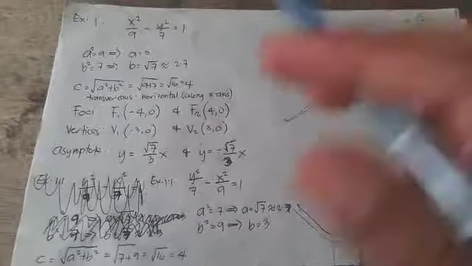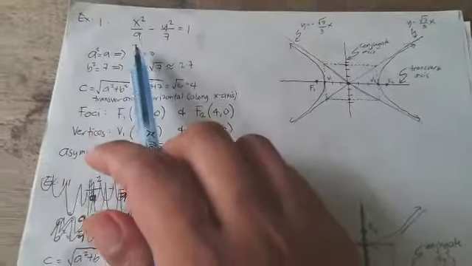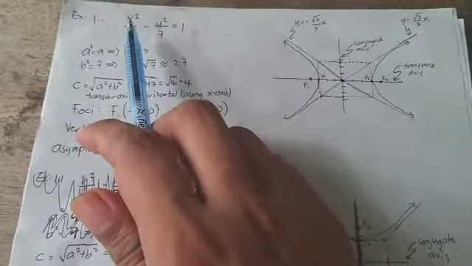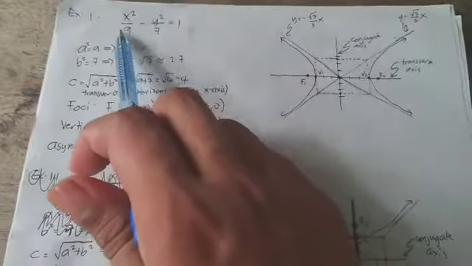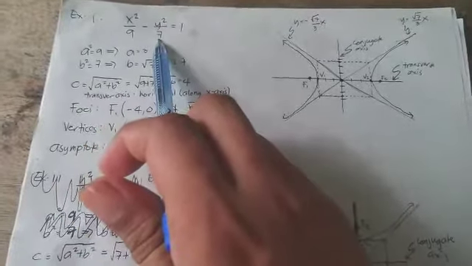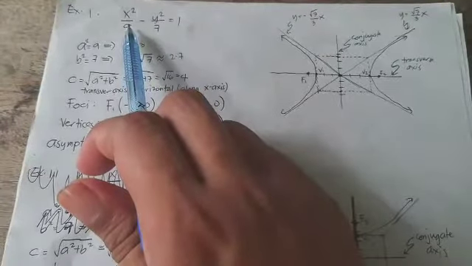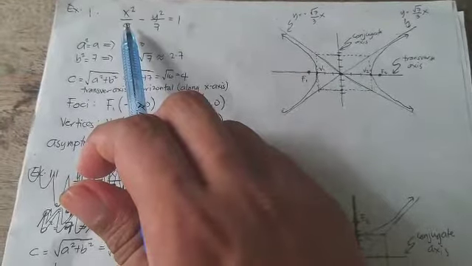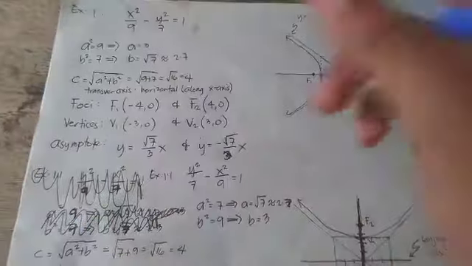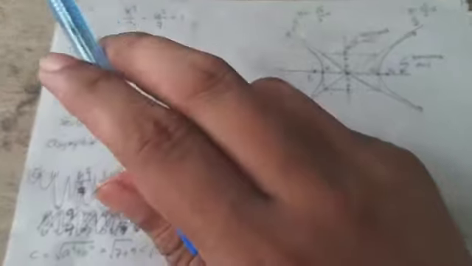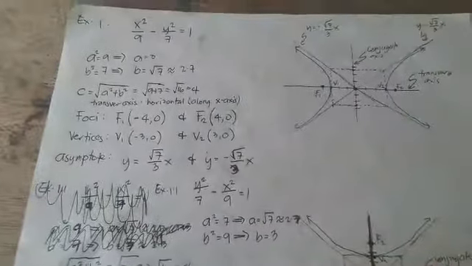Now try to observe that the positive term is on the variable x. So this positive term is our A, and this is our B. The transverse axis is along x, horizontal. Okay? It means our hyperbola is opening to the left and opening to the right.